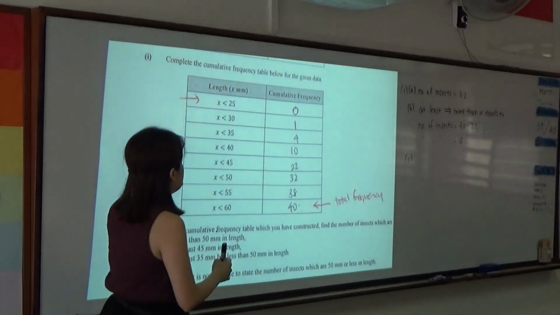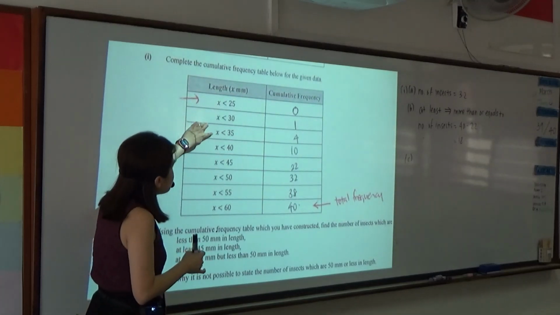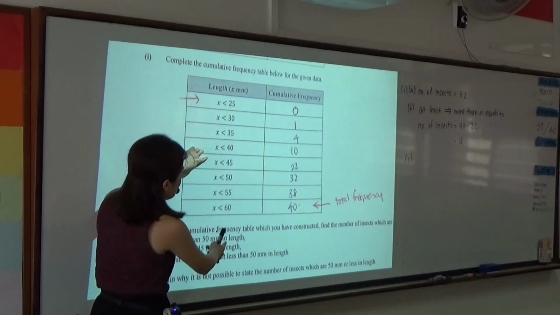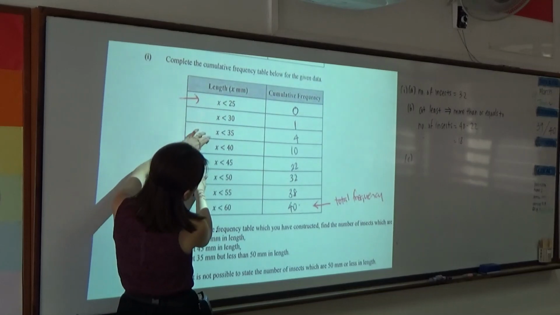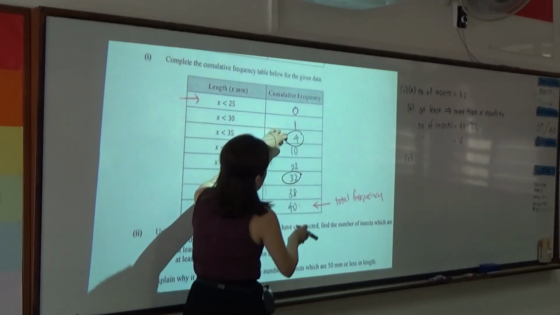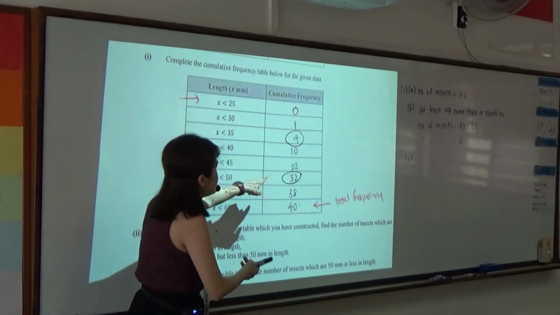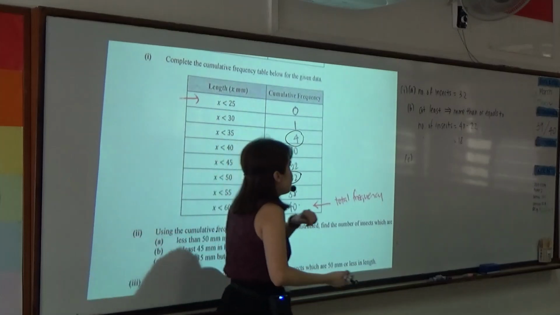But less than 50 millimeters in length. So at least that means more than 35, but lesser than 50. So we're looking at these two rows over here, the number 32 and 4. That means that we're trying to find the in between. So we'll take 32 minus away 4.